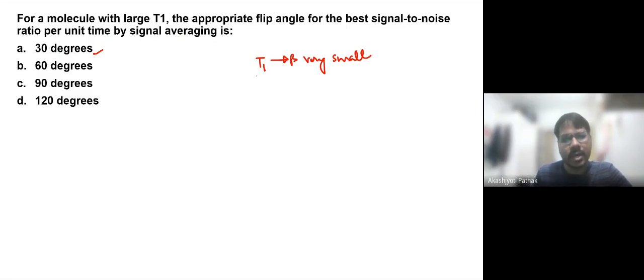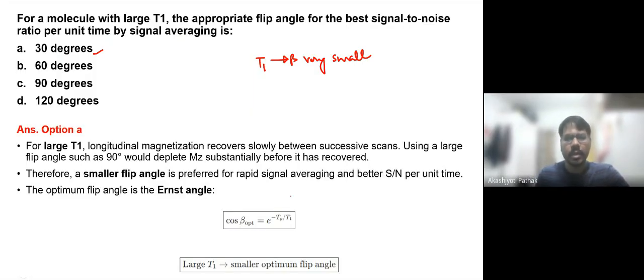But this question does not require you to go through those equations. It is just based on the concept that if your T1 value is large, then you have to keep the beta angle very small. Very small means the minimum angle in this option, which is 30-degree. So that is the answer. Okay, so a large T1 value will give a smaller optimum flip angle.